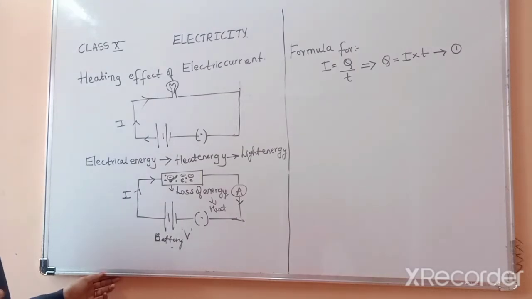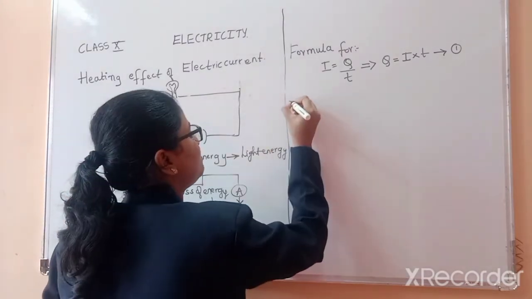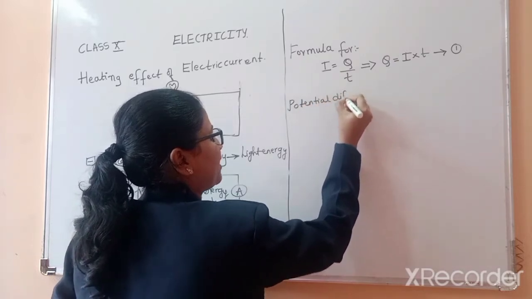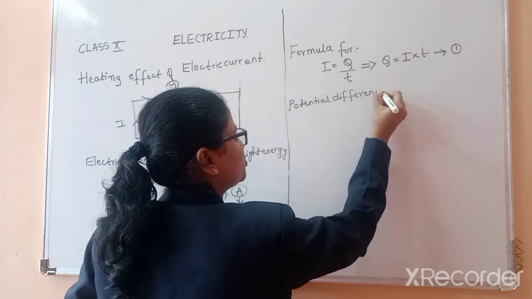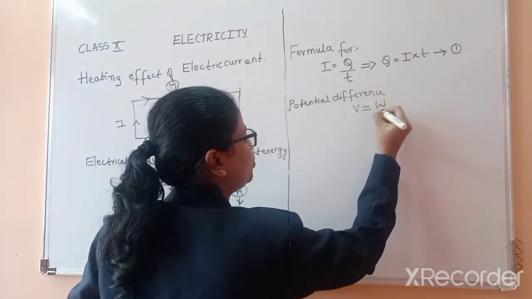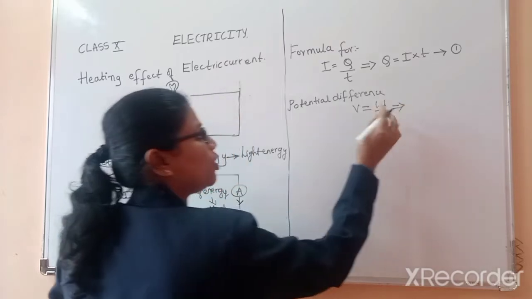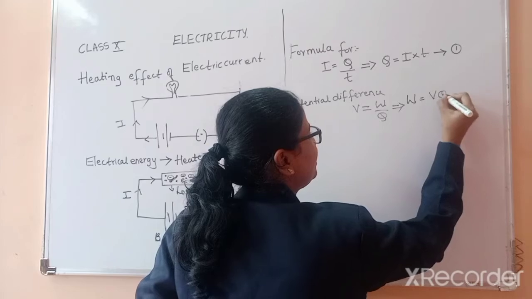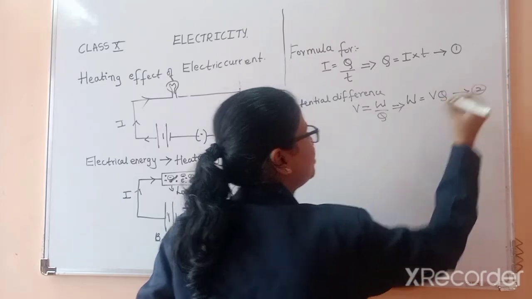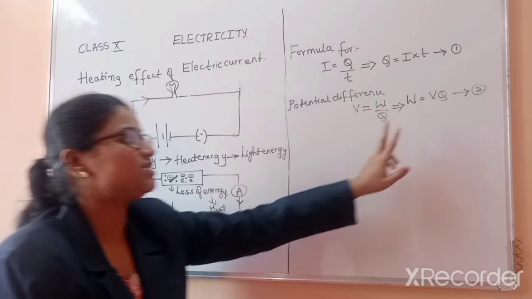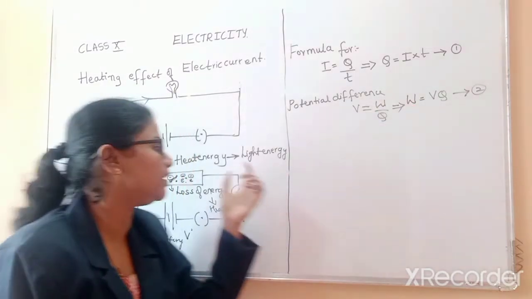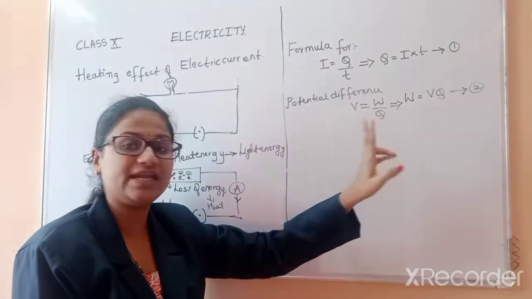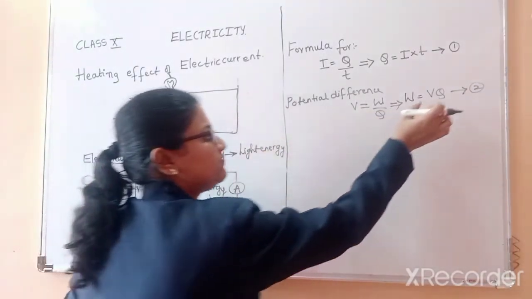Now, considering the potential difference in the circuit, we know that V is equal to W by Q. As we want the work done, W is equal to V into Q. This is equation number 2. What is the work done here? Work done is nothing but the heat energy generated during the collision.